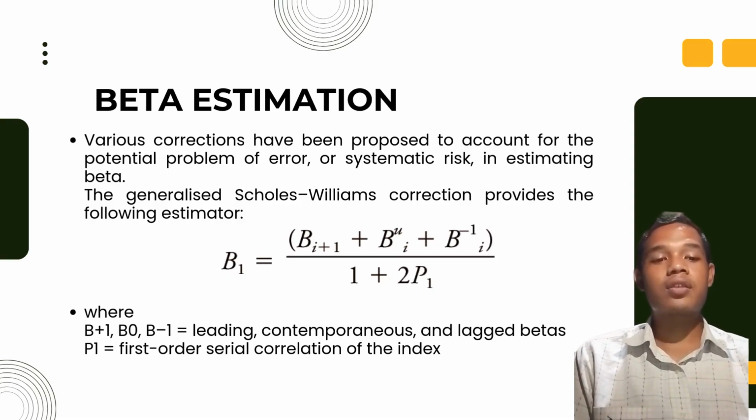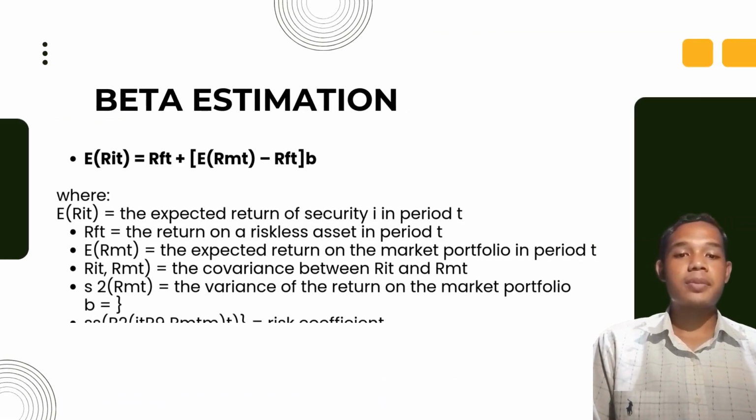The generalized Collins-Kothari correction provides the following estimator. And for all friends, you can see in the picture where b plus 1 is leading contemporaneous and lagged beta, b minus 1 is lagged, and p first is first order serial correlation of the index. Okay, the next material is about the beta estimation.